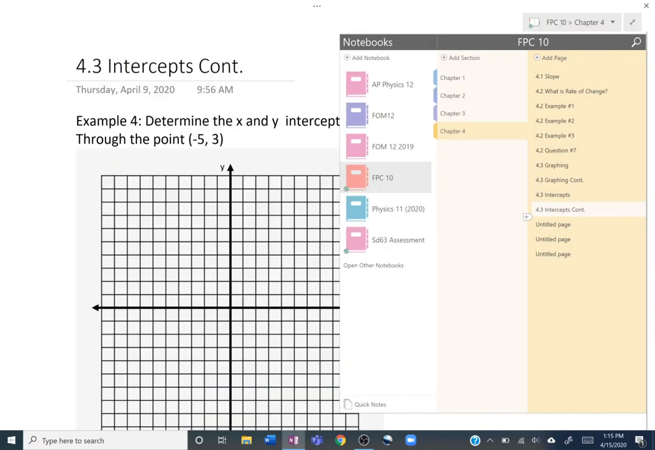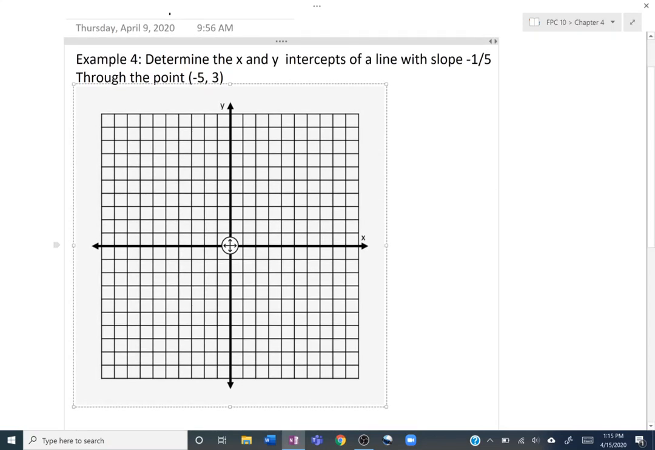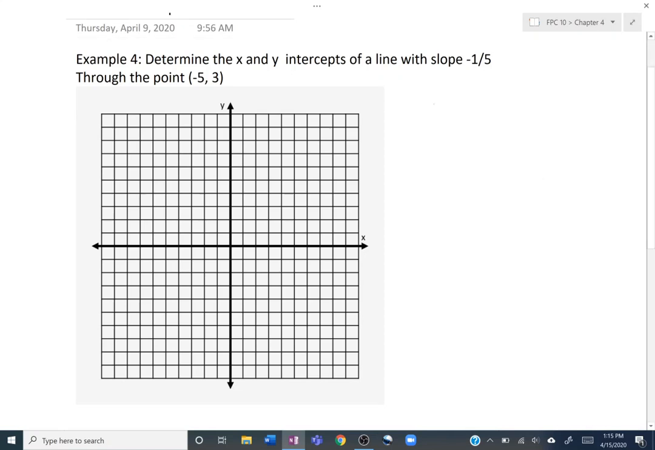So let's talk about those a little bit more. So we're going back to example 4. Determine the x and the y-intercepts of a line with a slope of -1/5 through the point -5, 3. So we're going to start this question exactly the same way we did our first two examples. I've got a slope, and I can write that as -1/5. So it looks a little bit more like a fraction than it does in the question. And it's going through the point -5, 3.